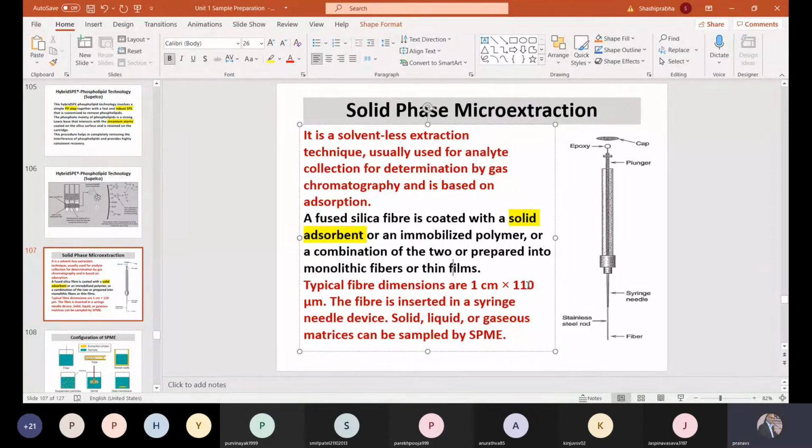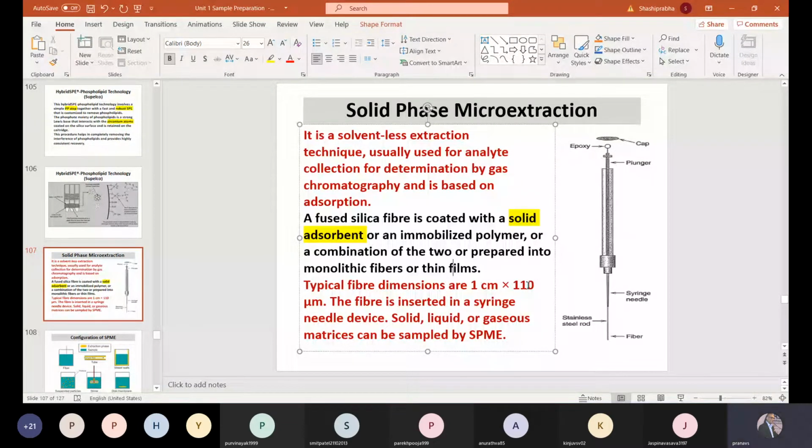You simply dip this rod, and the analyte will get adsorbed on the surface of the adsorbent which you have applied on the fiber. Then you can remove this system from the sample. Once the analyte is adsorbed on the surface, you can simply desorb it, take out that adsorbed analyte, and use it in your analysis. And it is used essentially in gas chromatography.